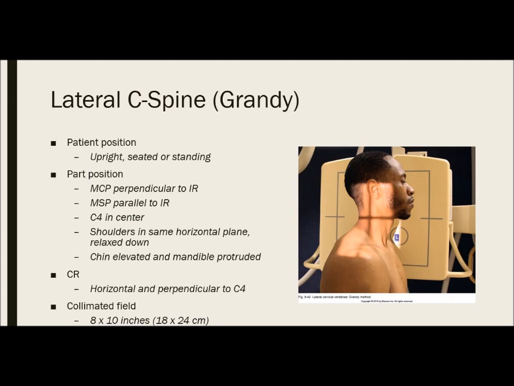The chin needs to be elevated and the mandible needs to be protruded out, so then it's not overlapping any vertebrae. And our central ray for this one is just horizontal and perpendicular to C4. Our collimated field for this one is 8 by 10.